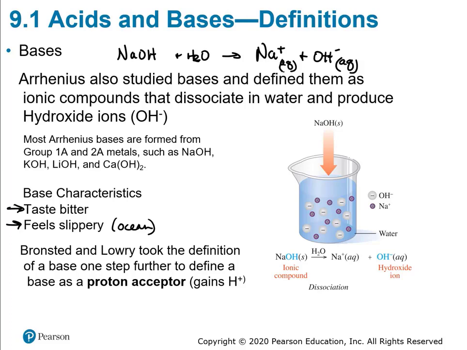Bronsted and Lowry came back and said, well, what do bases do when you put them with stuff? And so they said, oh, bases are the ones that take on hydrogens. So a hydrogen gets released and the base actually accepts it. So they called them proton acceptors. So acids are proton donors and bases are proton acceptors.